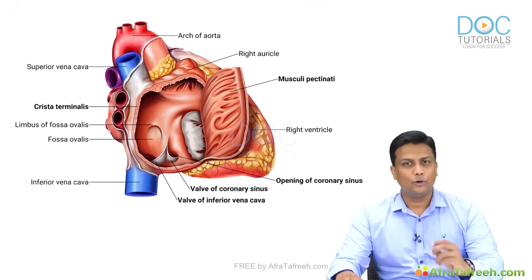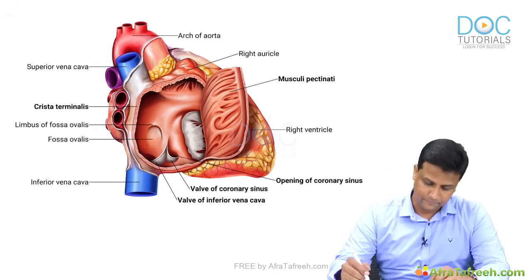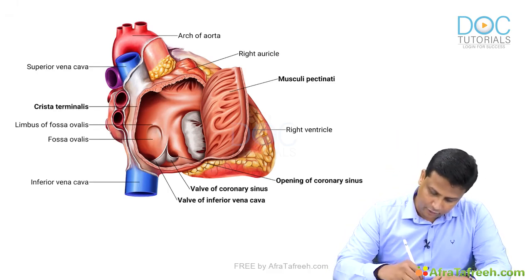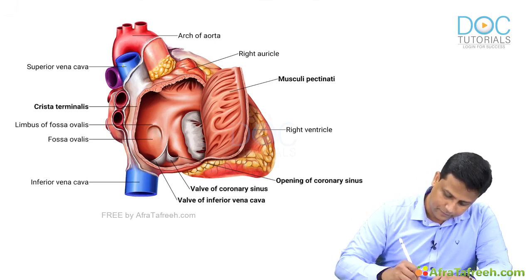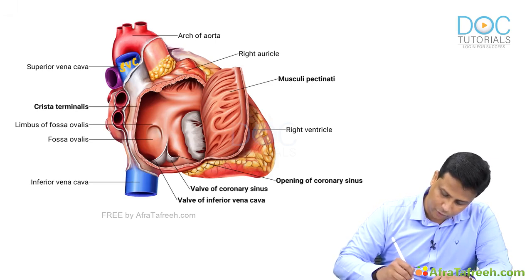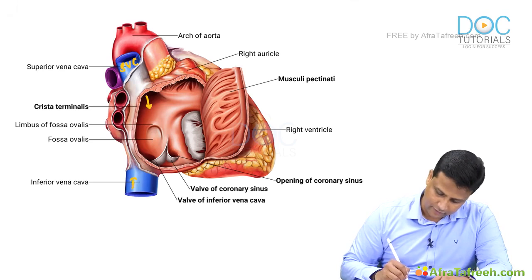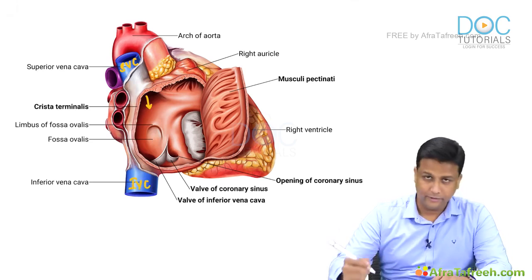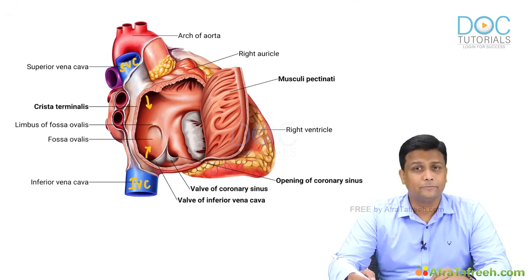Now I will tell you what to appreciate in this diagram, and afterwards we will be drawing this diagram together. First of all, this will be the superior vena cava, and here you will see the opening of the superior vena cava into the right atrium. Below, you have the inferior vena cava collecting blood from the lower half of the body, and you can appreciate the opening of the inferior vena cava into the right atrium.